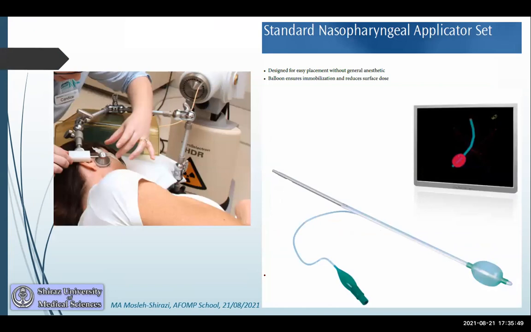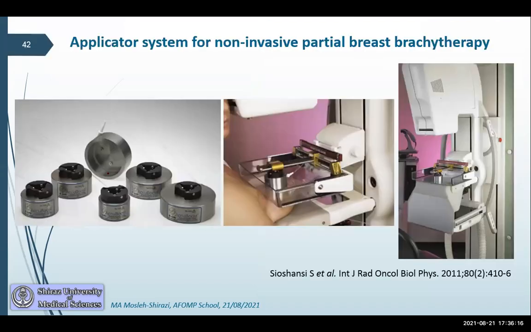So, some more types of applicators. This is the nasopharyngeal example with a balloon that ensures immobilization and is also inflatable so that it can act as a spacer and reduce surface dose. Here's a case of an applicator for small skin lesions.